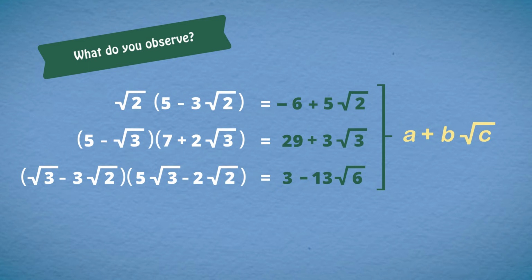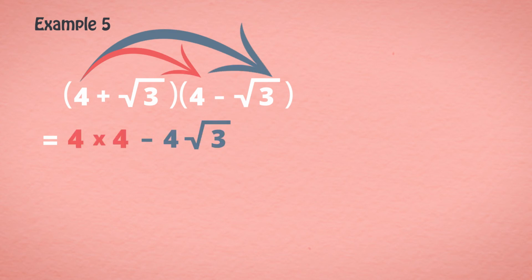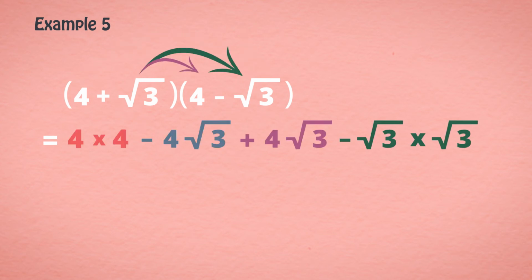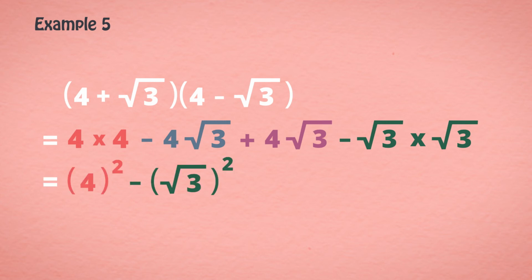Lastly, we are going to take a look at a special case with a product of two expressions involving surds like this. Now, did you notice that the only difference between the expressions lies in the signs? Let's multiply them together, and here's what we will get. Now, notice that these two terms add up to 0. In other words, the terms cancel each other out. That will leave us with this.